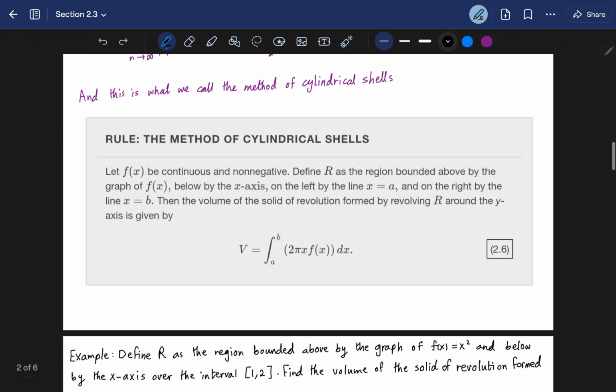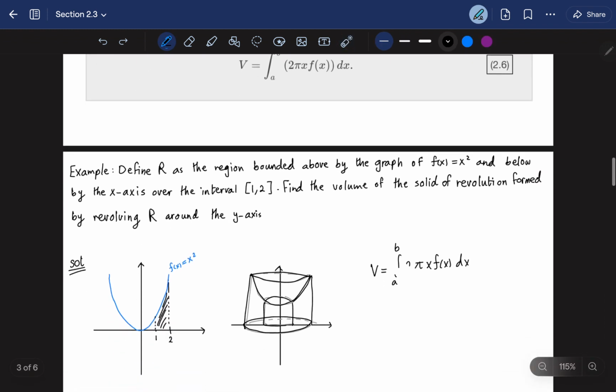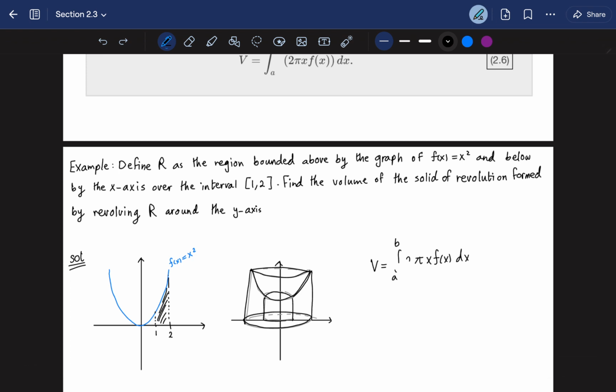Okay, so like always, let's do an example so it makes more sense. If we have R to be the region bounded by the function x squared and the x-axis on the interval from 1 to 2, and we want to find the volume of the solid of revolution around the y-axis. So whenever you look here, I have a function in terms of x. I'm revolving around the y-axis. Immediately, I know that I need to use cylindrical shells.